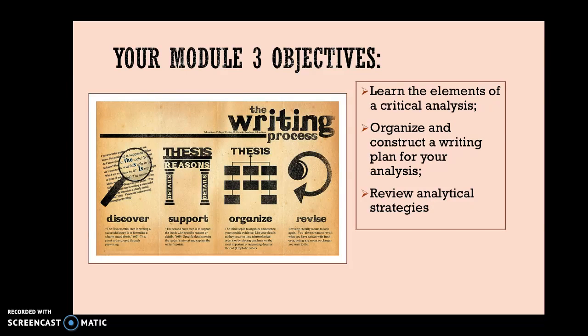The main objectives for applying analysis is to learn the elements of a critical analysis, organize and construct a writing plan for your analysis, and then review analytical strategies. So if you look on this image that I have to the left here, you'll see that there are 4 parts to the writing process. The first part is discover. So you in a way have already achieved that in Module 1, where you discovered the text that you were going to use, you discovered some ideas that you had, and so forth.